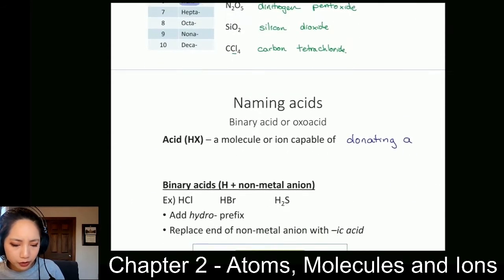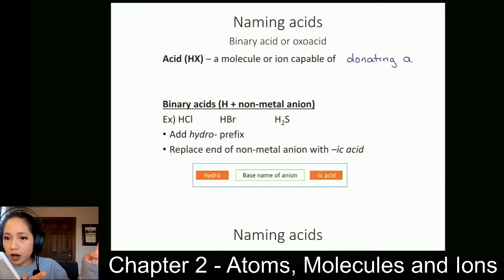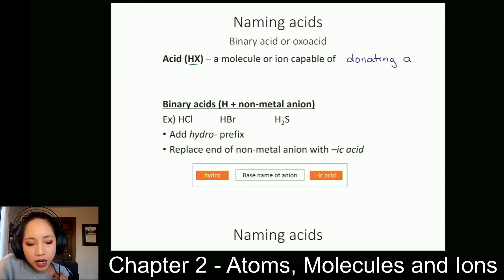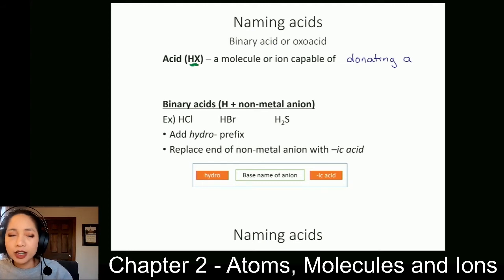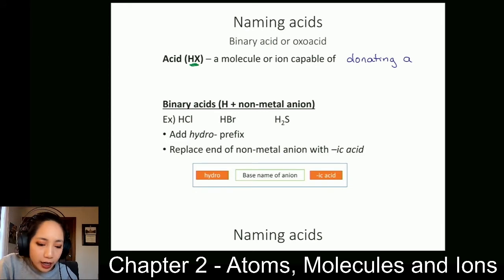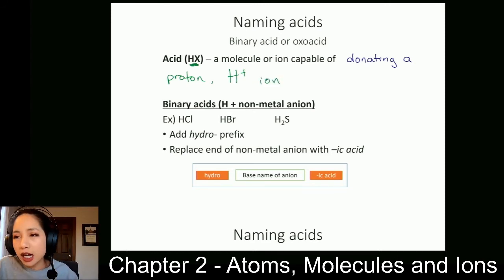Are we going to do more examples? Oh no. So that was molecular compounds without hydrogen. Now let's think about naming acids. Let's tack on hydrogen. How do we name a molecule that has a hydrogen in it? When some molecules have hydrogens in them, we typically call them acids. Acids will have a generic formula HX. The reason we write this is because an acid is a molecule or ion that's capable of donating a proton, or essentially an H plus ion. An H plus ion is a proton.